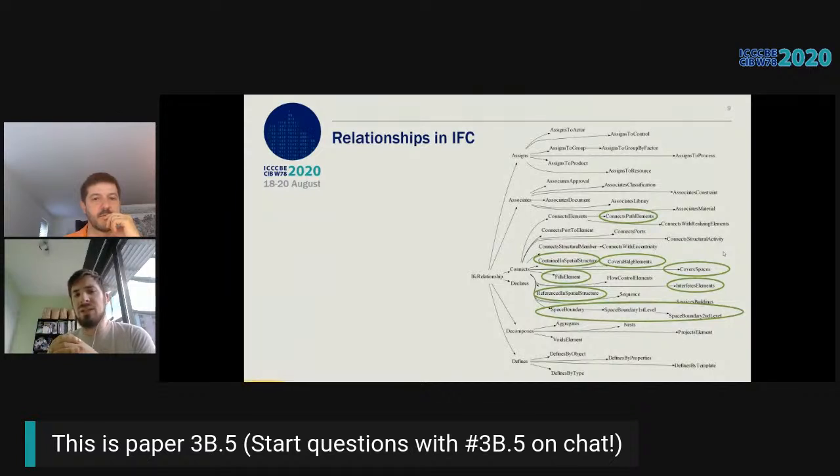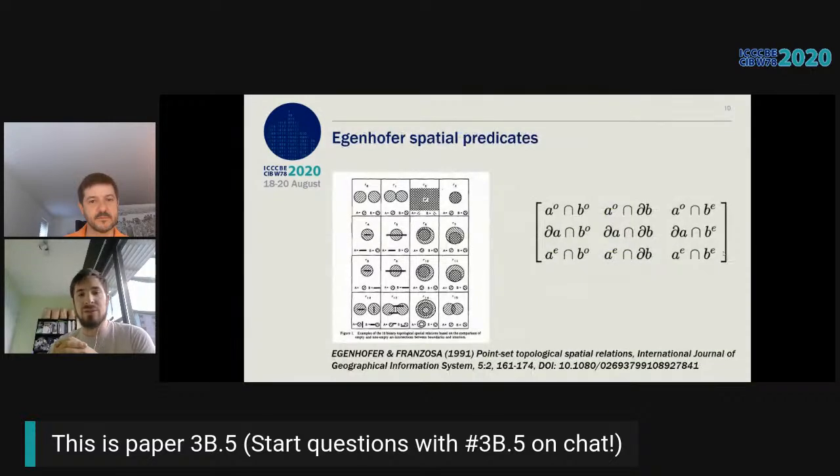So now back to IFC. There's really a lot of relationships in IFC. And we believe that many of the ones that are related to proximity, connectivity, containment, so all that have a, let's say, geometric meaning, can be computationally derived. And in this research, we focus on three of them.